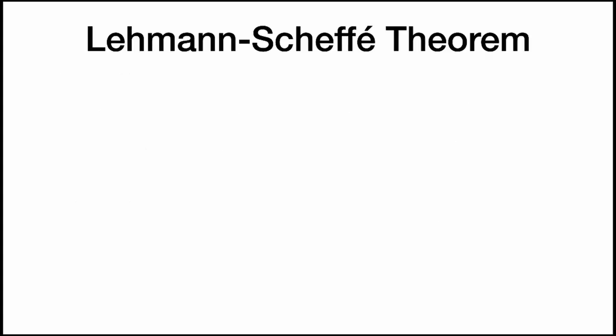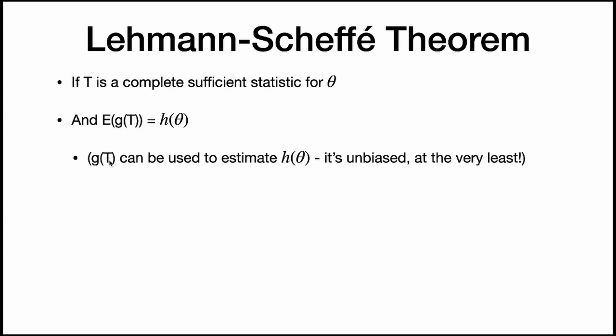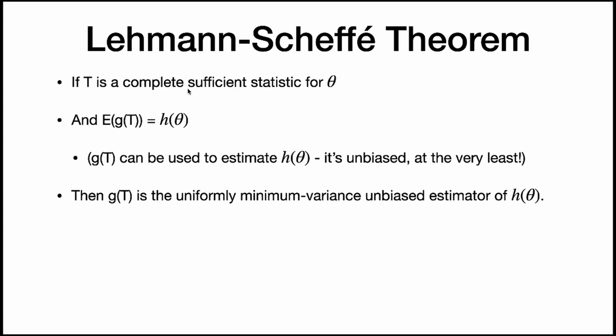And this is related to the Lehmann-Scheffé theorem, which states that if t is a complete sufficient statistic for theta, and the expected value of g of t is equal to some function of theta, which all that means is that we can use a function of our sufficient statistic to estimate a function of theta, which might be theta itself, right? So g of t is an unbiased estimator of h of theta. Well, if t is complete and sufficient, then g of t is the uniformly minimum variance unbiased estimator of h of theta.